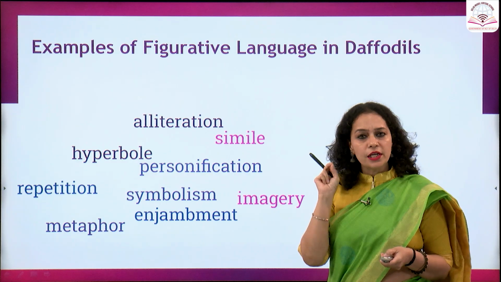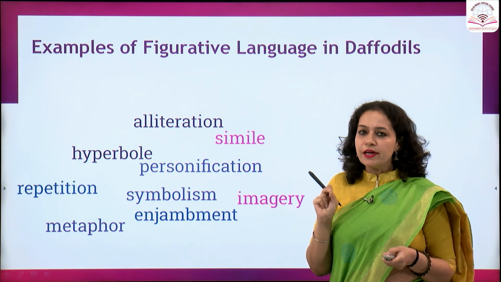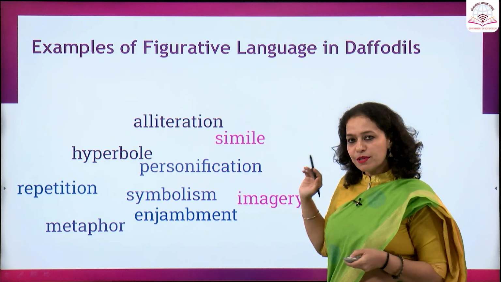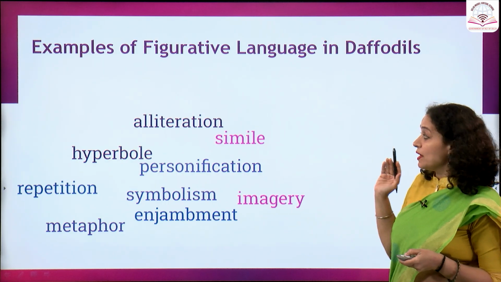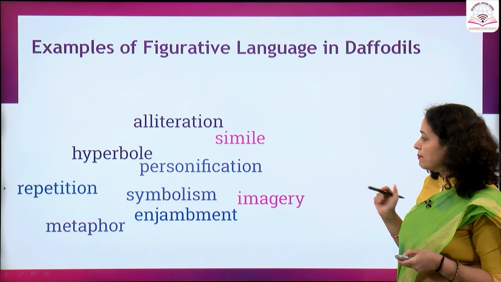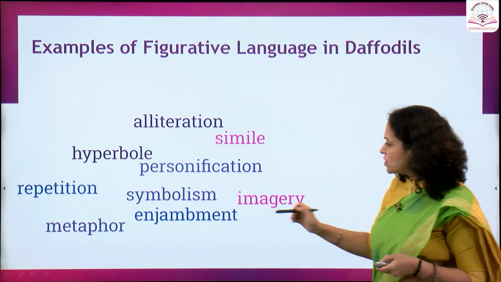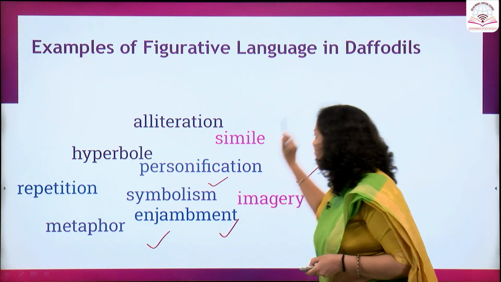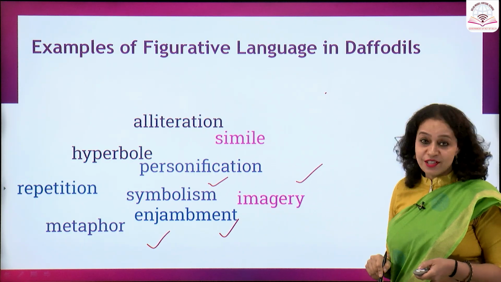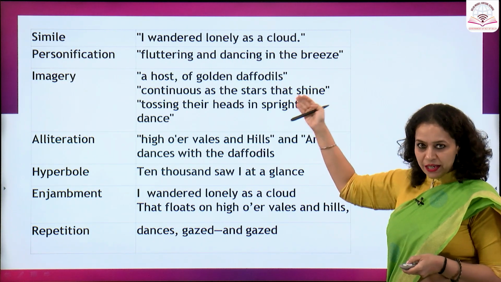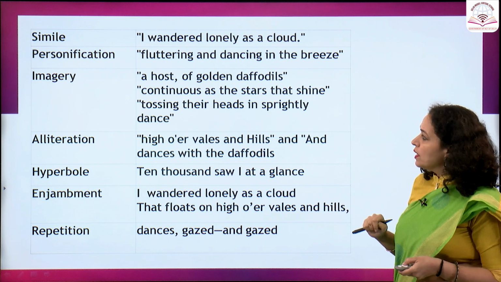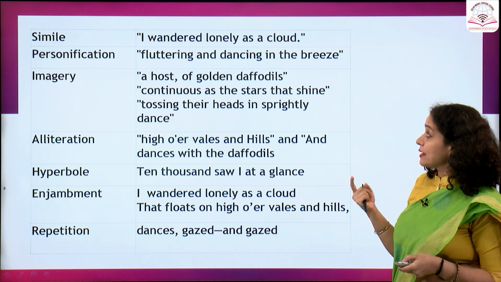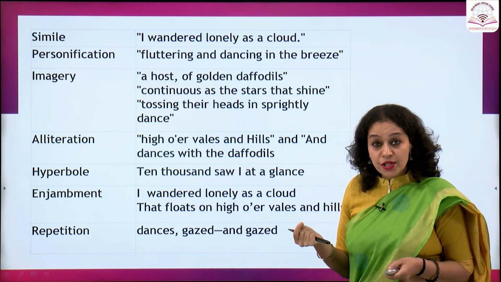And if we talk about in specific, what are the figurative elements being used in this poem? There is a huge number of elements that have been used. As you can see, we have alliteration, hyperbole, simile, personification, repetition, symbolism, imagery, enjambment, and metaphor, all in this poem Daffodils. And how I am picking up these examples for you. If we talk about simile, he says, I wandered lonely as a cloud. It is a simile used here.